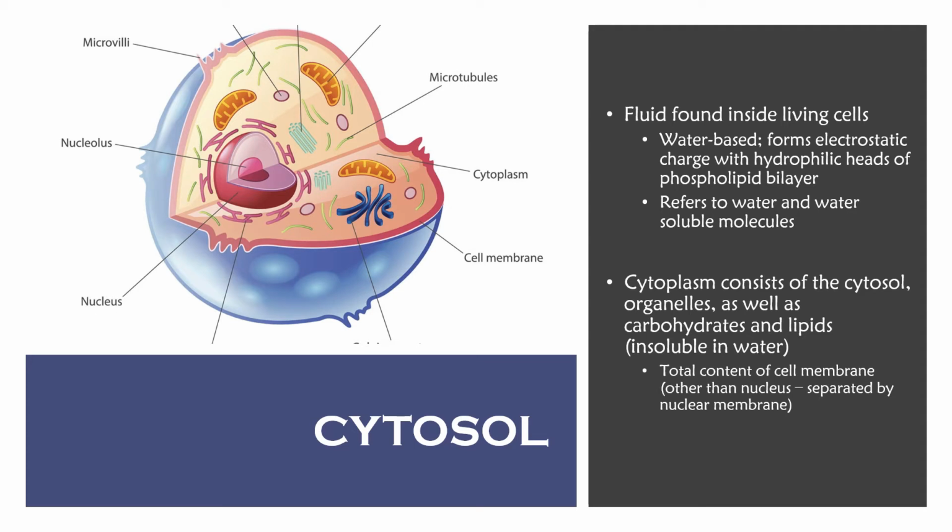Now, a lot of people confuse the cytosol with the cytoplasm, but they're not necessarily the same thing. The cytoplasm, while it consists of cytosol, it also consists of organelles and carbohydrates and lipids, so things that are insoluble in water. The cytoplasm, in essence, contains the total content of the cell membrane, other than the nucleus, which is separated by its own nuclear membrane.